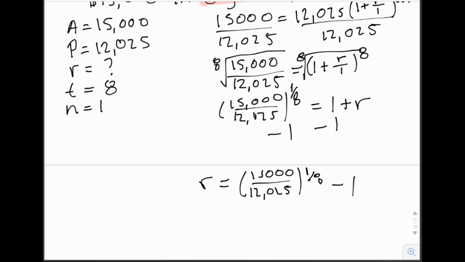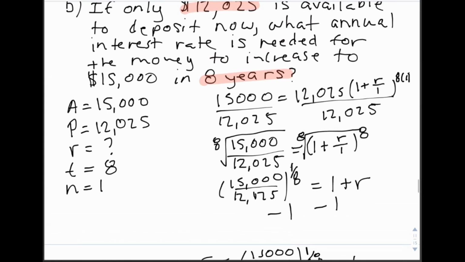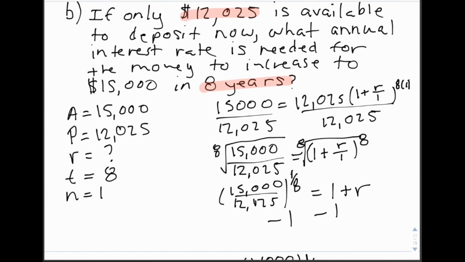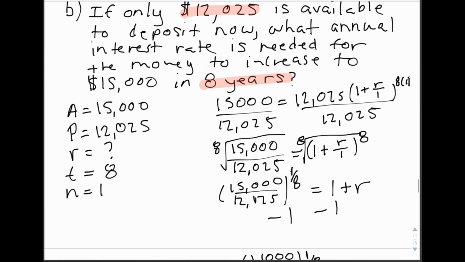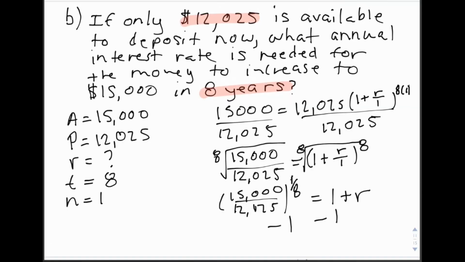So that should give us an approximate rate of 0.028, or we could say 2.8% as our interest rate. Okay, so just to summarize, in order for us to have $15,000, given that we only deposited $12,025, we would need a rate of, in this case, 2.8% in order for us to hit that money in 8 years.